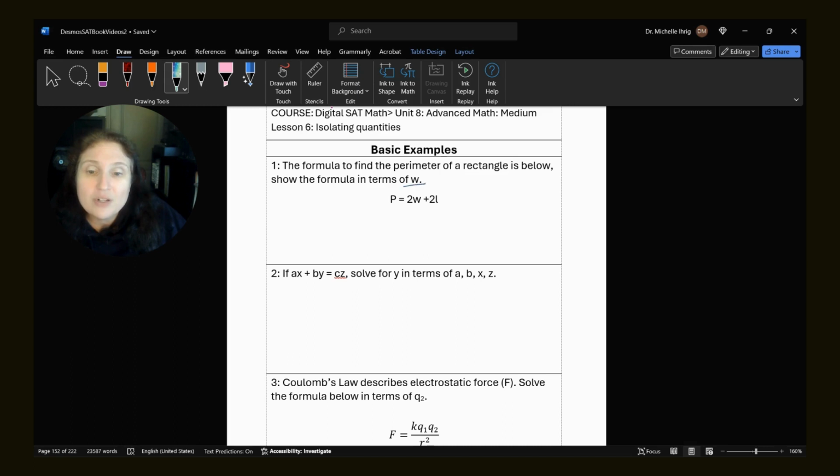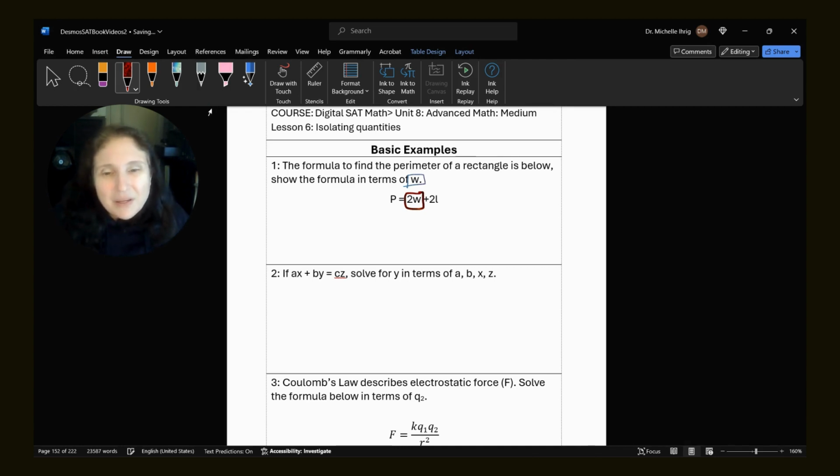Show the formula in terms of W. So I'm sure your teachers have done similar things. The first thing I have my students do is circle the whole thing that W is attached to. It ends up just being easier that way because we just think of it as one idea. So how do we get this red box by itself? We subtract 2L. So now we have P minus 2L equals 2W.